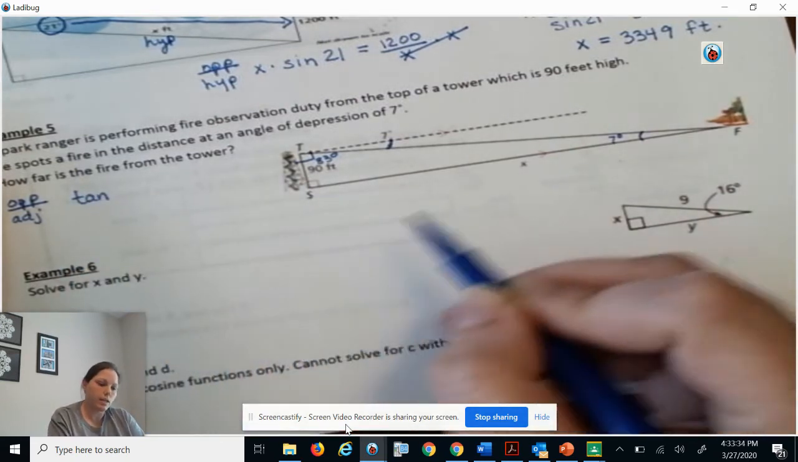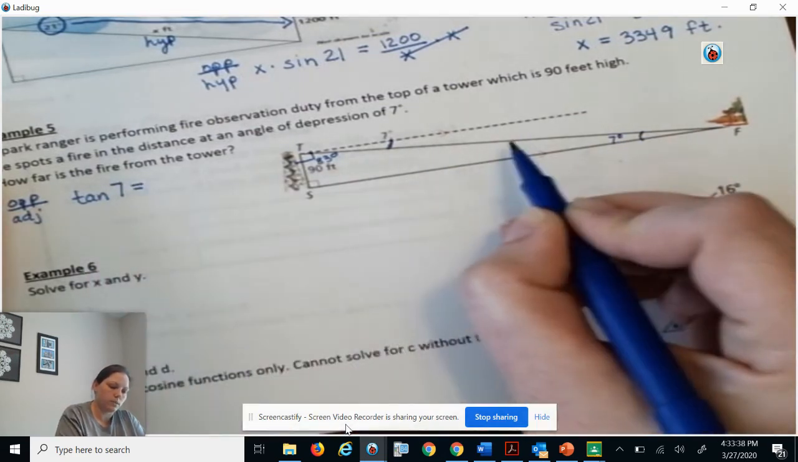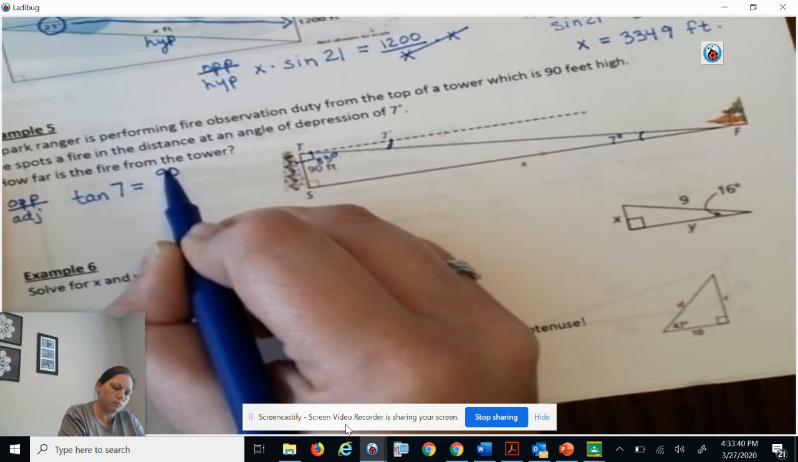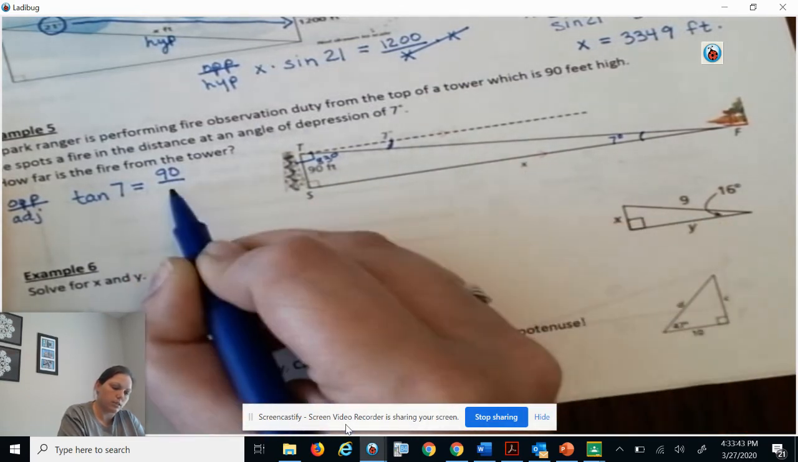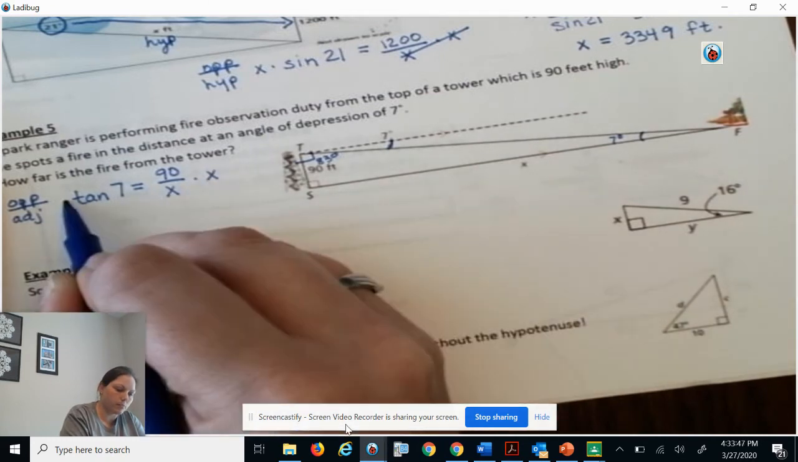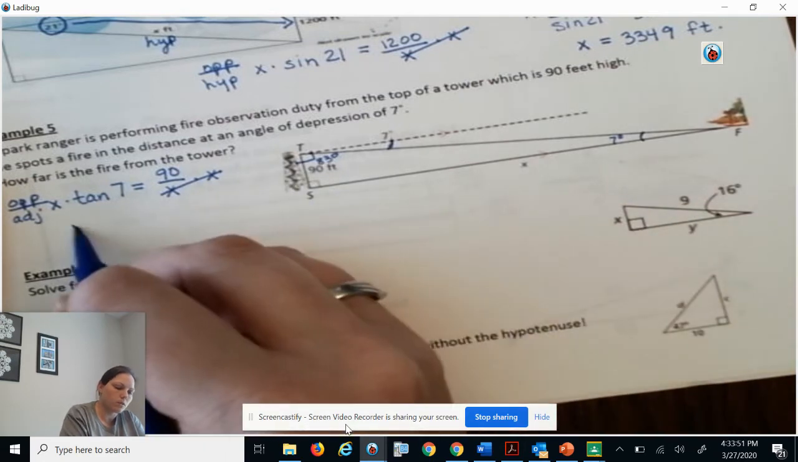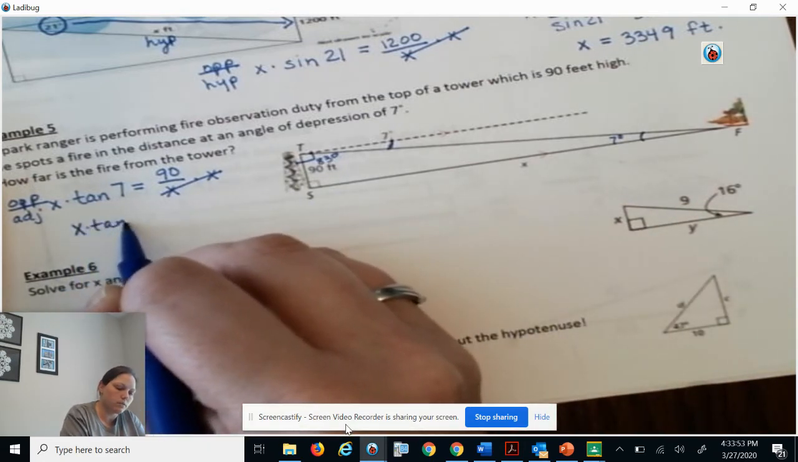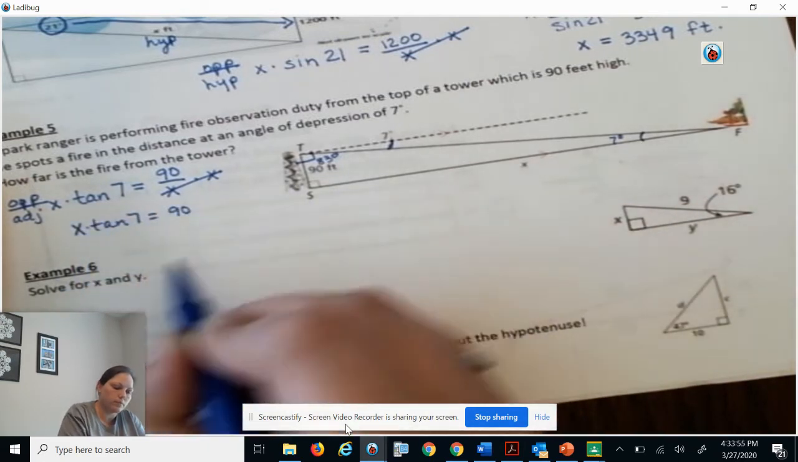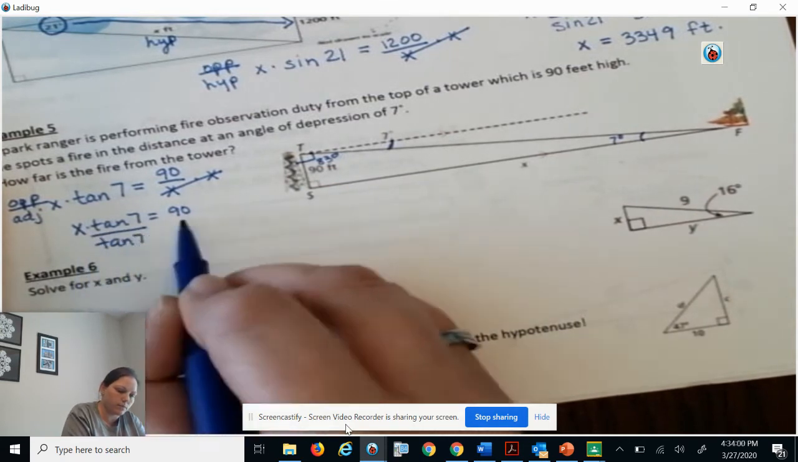Okay, so we have the tangent of 7 degrees equals, opposite was 90, and my adjacent is x. So cancel the fraction by multiplying by x. So I get x tangent 7 equals 90, and then solve for x by dividing by the tangent of 7.